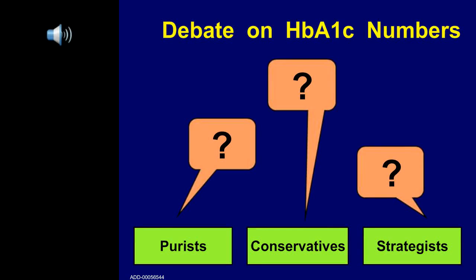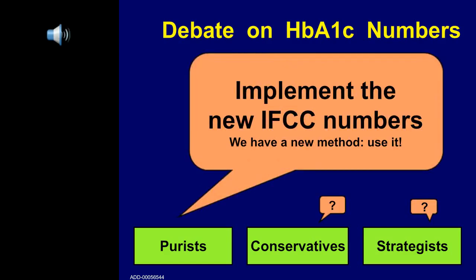Once the IFCC reference method was in place, we thought that the work was done. But it wasn't true, definitely not. For there was a debate on HbA1c numbers. And every time when there is a change, there are three kinds of people: purists, conservatives, and strategists. And that was also the case with HbA1c. The purists, I'm one of them, say, well, we have this IFCC reference system now, also use the units in patient reports. Do it.